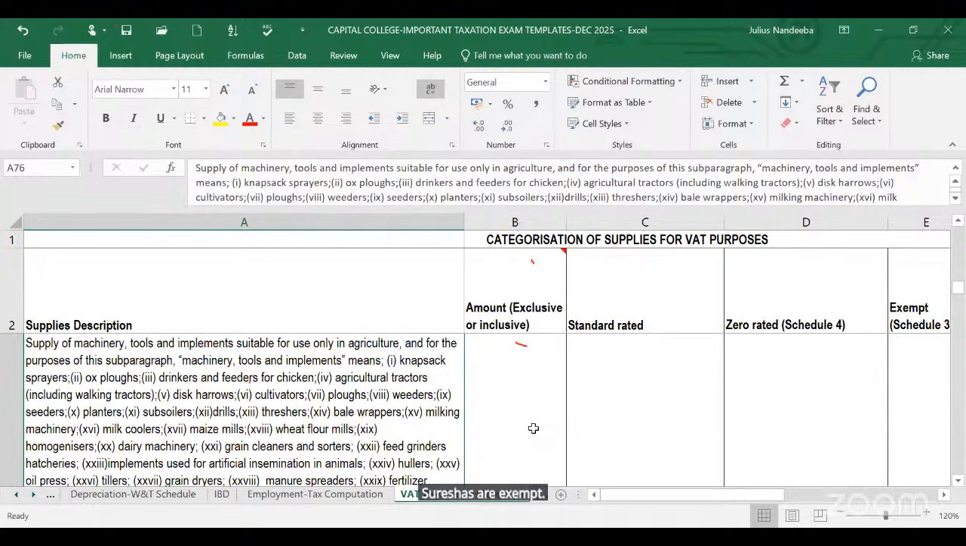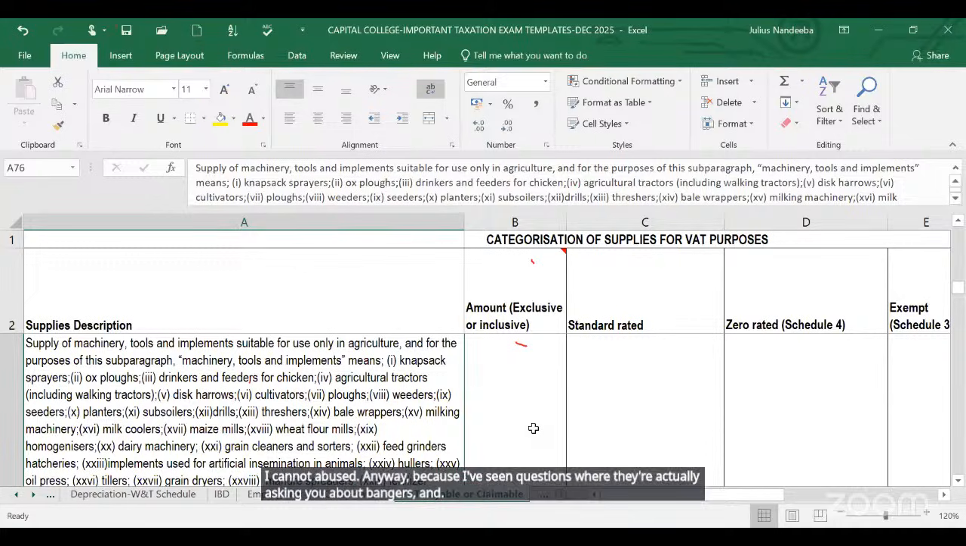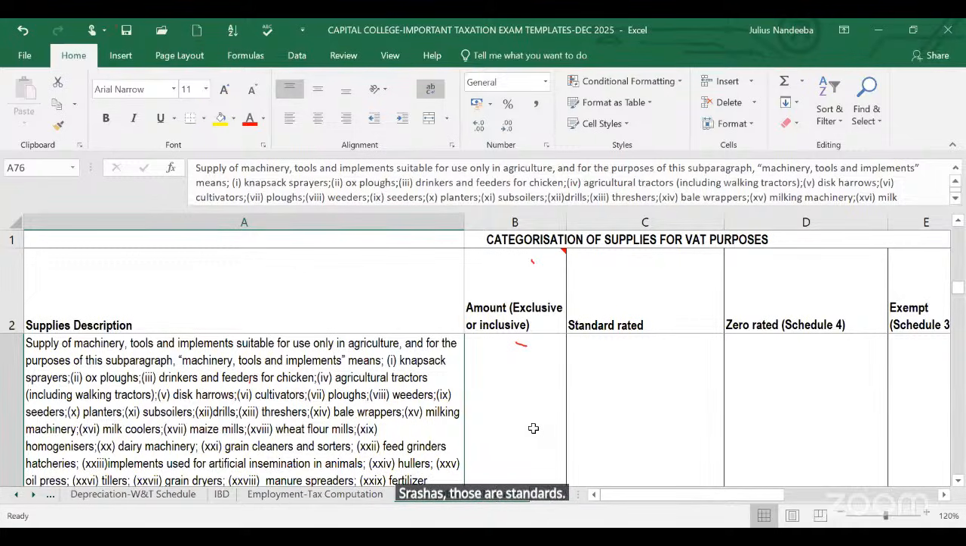Someone is asking what is the difference. The other thrashers are slashers, those ones that we use to cut grass. These slashers are actually attached to machines, agricultural machines. So these are agricultural tools. The other slasher can actually be used anywhere. Because I've seen questions where they're actually asking you about pangas and slashers. Those are standard rated.